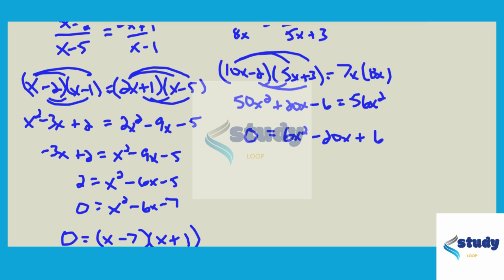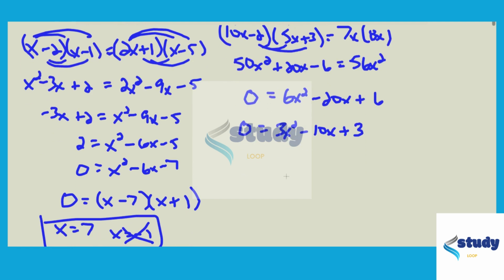Okay, then everything is even, so we can bring these down by a factor of 2 to make it a little bit easier on ourselves. And then this is factorable as well. What multiplies to 9 and adds to negative 10? That would be negative 9 and negative 1.